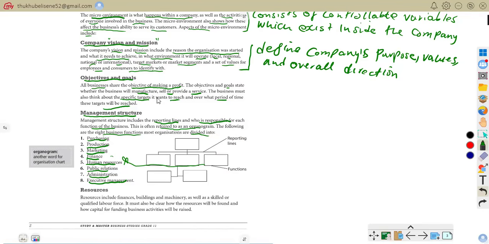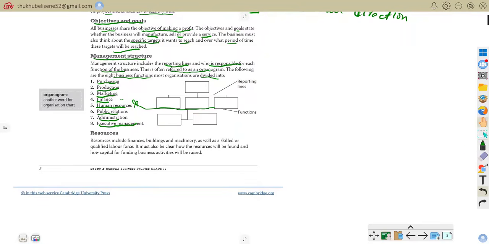So that is that. Now let us move on to resources as one of the aspects of the microenvironment. Resources include finances, buildings, machinery, as well as a skilled or qualified labor force. Those are the resources of the business. So it must also be clear where the resources will be found and how capital for funding business activities will be raised. So let us move on.